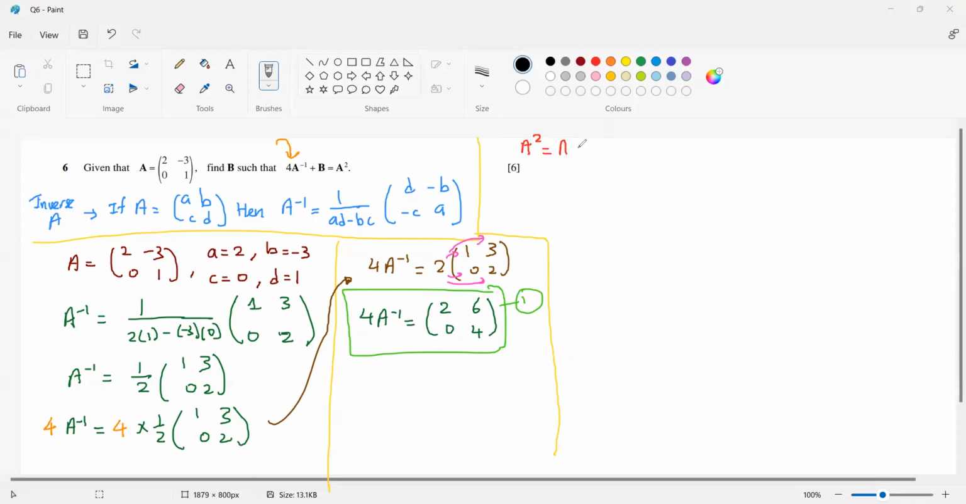A squared is just A times A, just like algebra also. Matrices at a higher level fall under a field called linear algebra. Okay, so 2, -3, 0, 1, just copy the two matrices. If you can recall, how do you multiply matrices? I'll do it in the corner here.